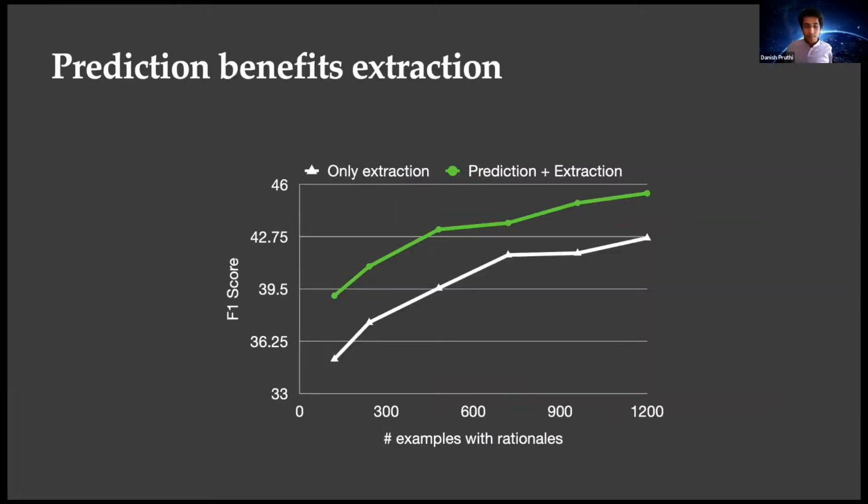And this graph very quickly tells us how prediction also benefits extraction. The white line just does extraction with increasing data, and the green line above it does prediction as well as extraction. So you are in some way using a lot of document level labels to better do extraction.